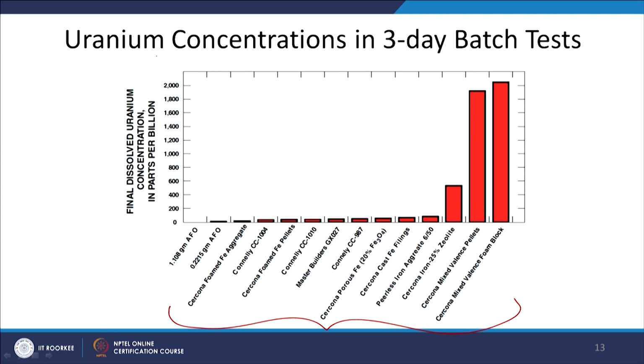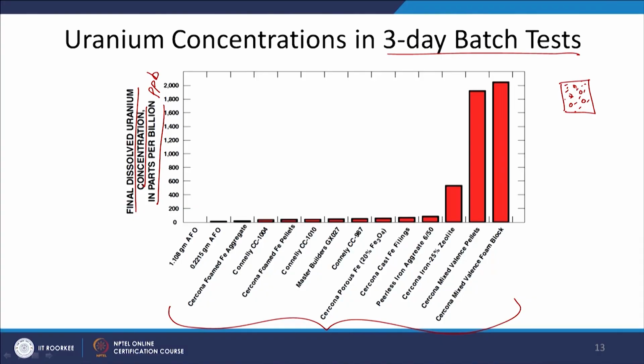So, you have uranium concentrations in 3-day batch tests. On the y axis you have the final dissolved uranium concentrations in ppb, and on the x axis you have different materials. What did they do? They did batch tests, as in no flow coming in or going out, with different kinds of PRB material that were in contact with water contaminated with uranium.